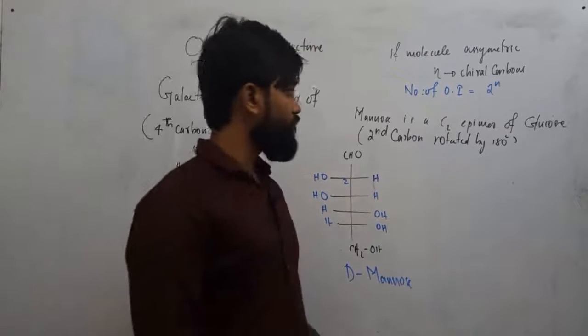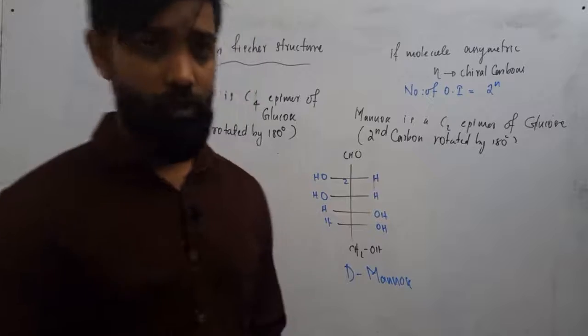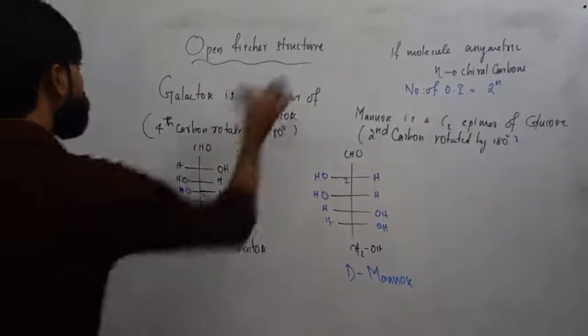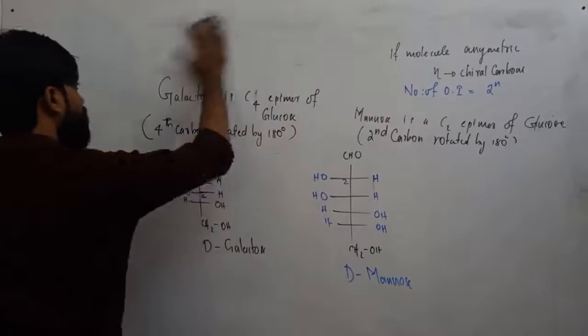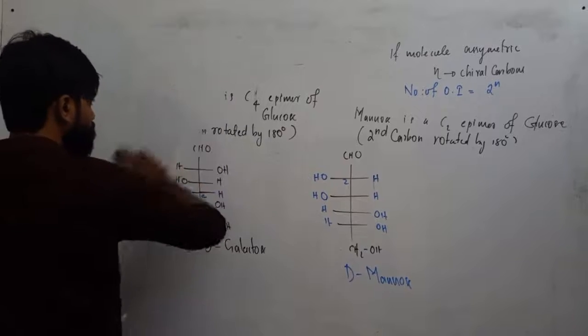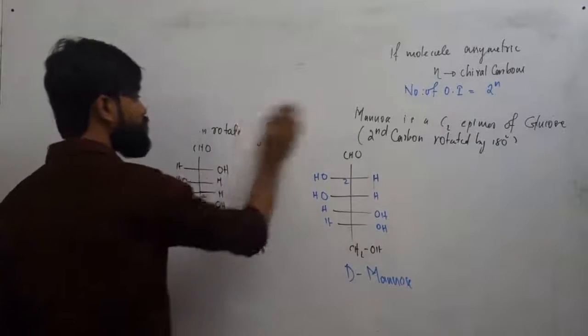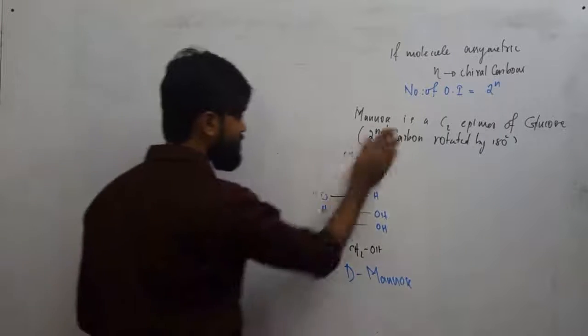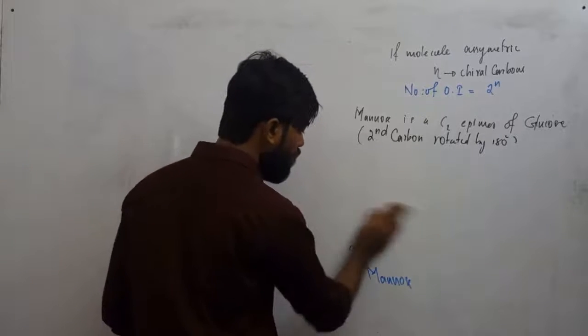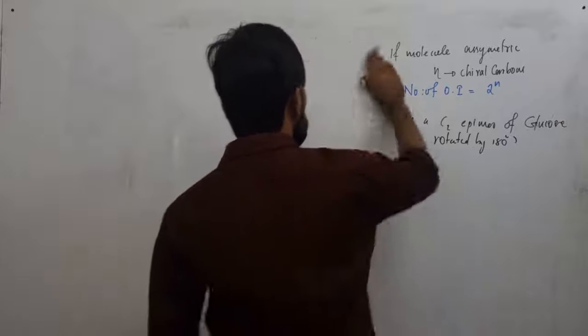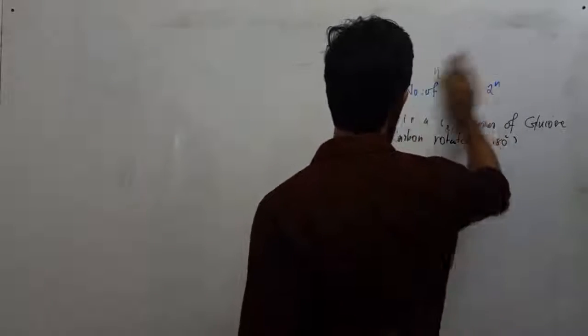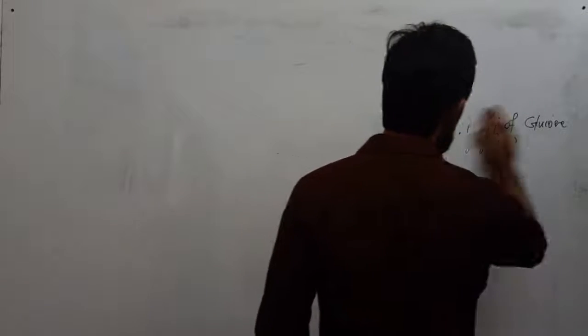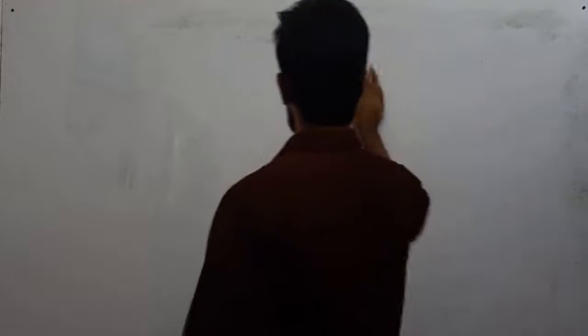Fine. So that's all about the open chain structure. Now moving to the cyclic structure. There are certain reactions of glucose which the open structure is not able to explain. Let's discuss those points, and then we can conclude that there is a cyclic structure for glucose, and move to the cyclic structure of glucose.